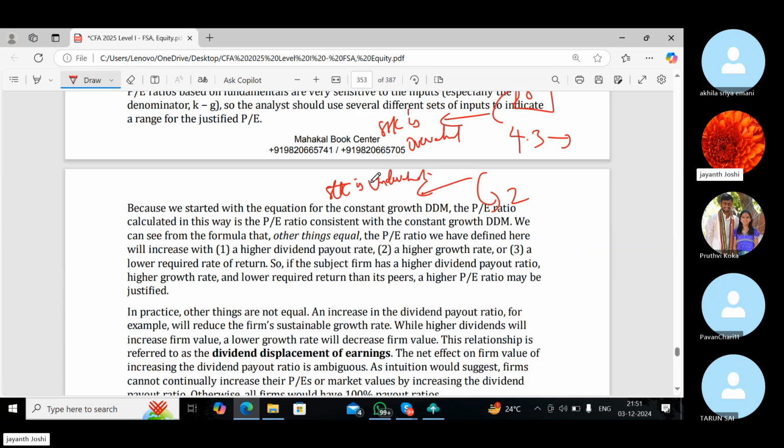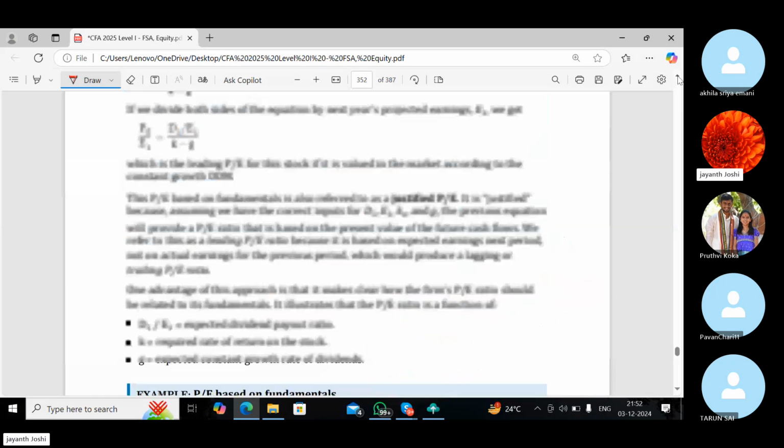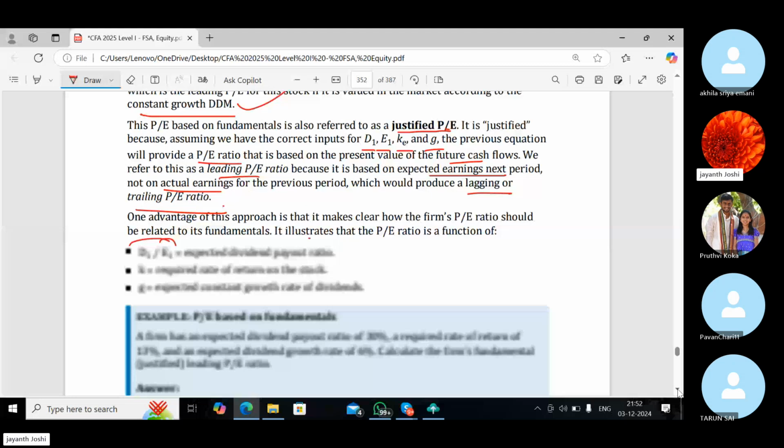Because we started with the equation for the constant growth dividend discount model, the PE ratio calculated in this way is consistent with the constant growth dividend discount model. We can see from the formula that, other things equal, the PE ratio we have defined here will increase with a higher dividend payout rate. See what happens if your numerator increases. They are saying if this one increases, of course the PE ratio will be high. And perception wise also, the more dividends, the higher the value of the stock is going to be.